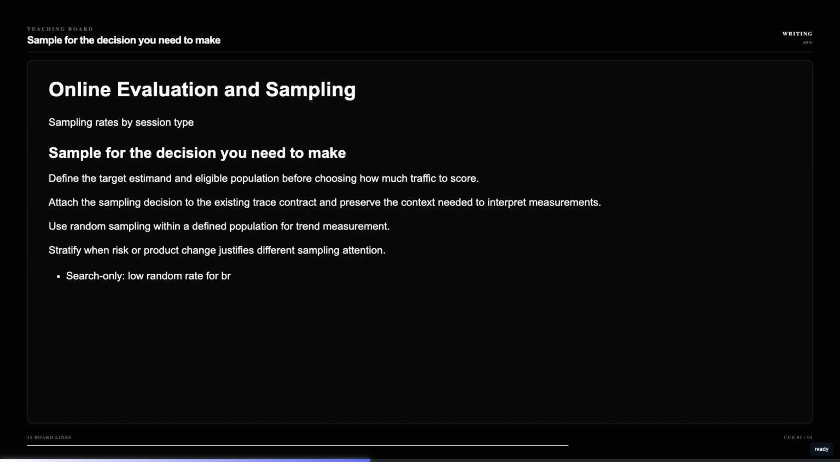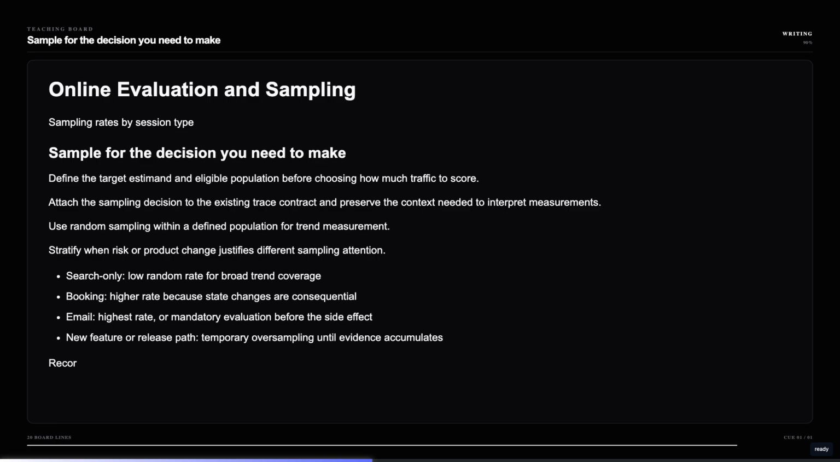Apply different policies by stratum. Search-only retrieval and answers can use a low random rate for broad trend coverage. Booking receives a higher rate because state changes are consequential. Email receives the highest rate or mandatory evaluation before the side effect. Newly deployed confirmation or tool logic is temporarily oversampled until evidence accumulates.